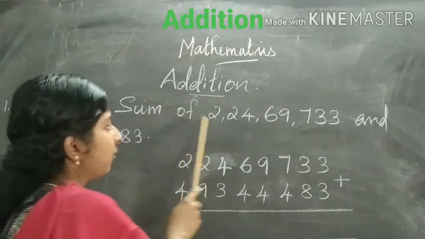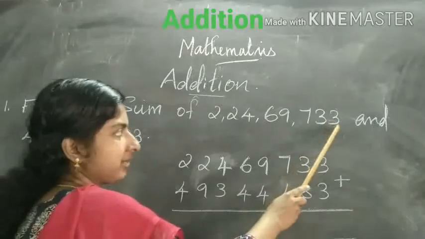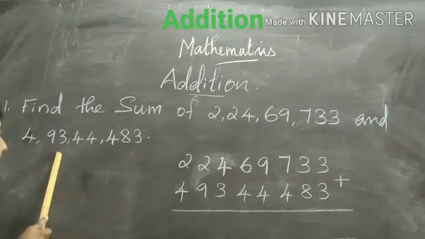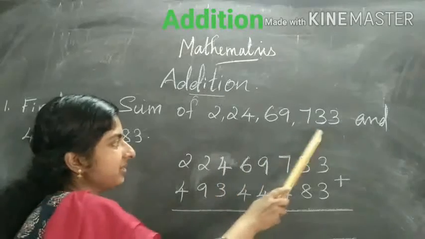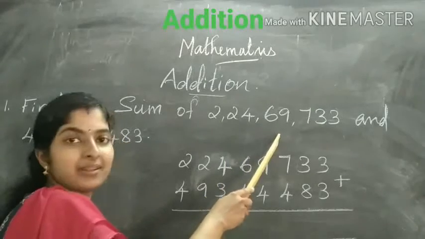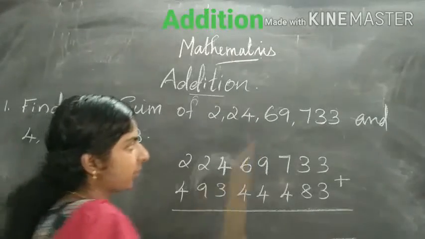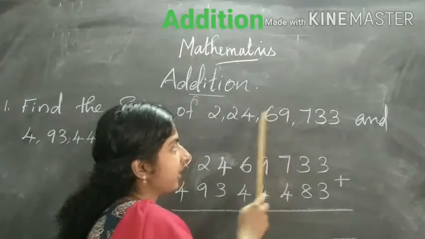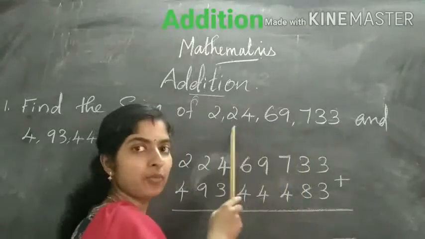Sum of 2 crore 24 lakh 69,732 and 4 crore 93 lakh 44,483. By seeing the comma, we can identify that this is an Indian system of numeration. Okay, see, the comma is from the right side after 3 digits, then again 2 digits, again 2 digits. Okay, this is an Indian system of numeration.